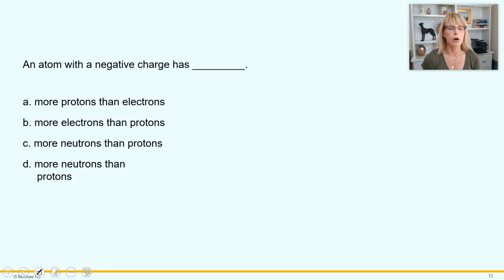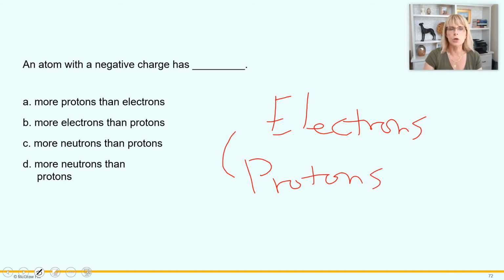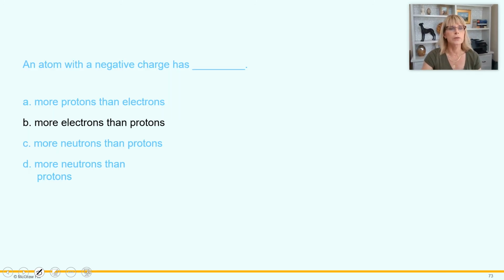An atom with a negative charge, does it have more protons than electrons? Does it have more electrons than it has protons? Does it have more neutrons than it has protons, or does it have more neutrons than protons? That's the same thing twice. Hopefully my exams don't have typos like that. Alrighty, so what is it? Atoms with a negative charge. What are the negatively charged subatomic particles? Electrons. Electrons have a negative charge. What are the positively charged ones? Protons, right? If you've got the same number of electrons and protons, you have no charge. If you've got a negative charge, you've got too many electrons. So B. The answer is B.